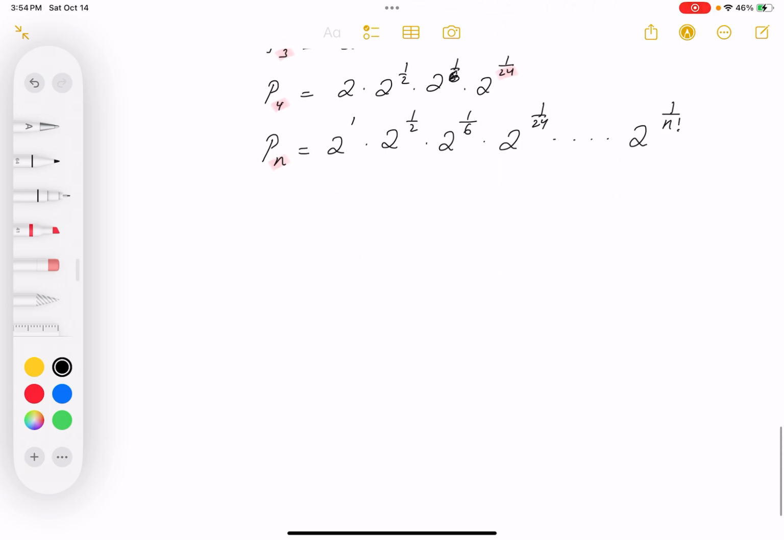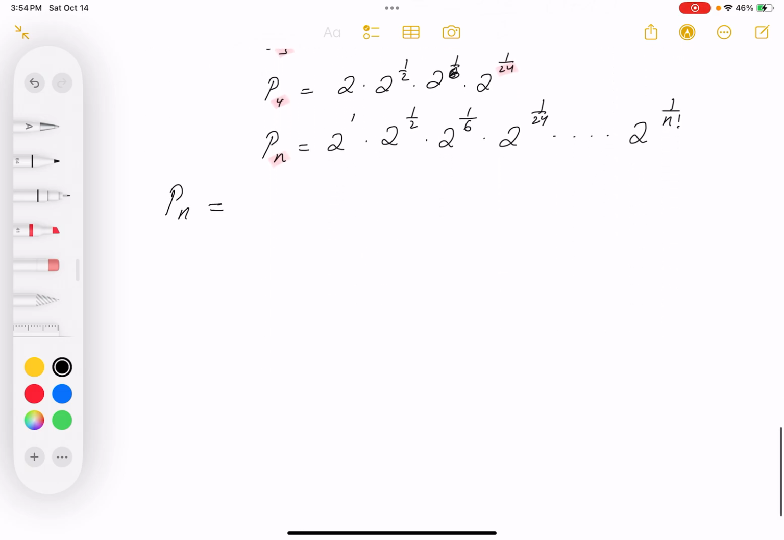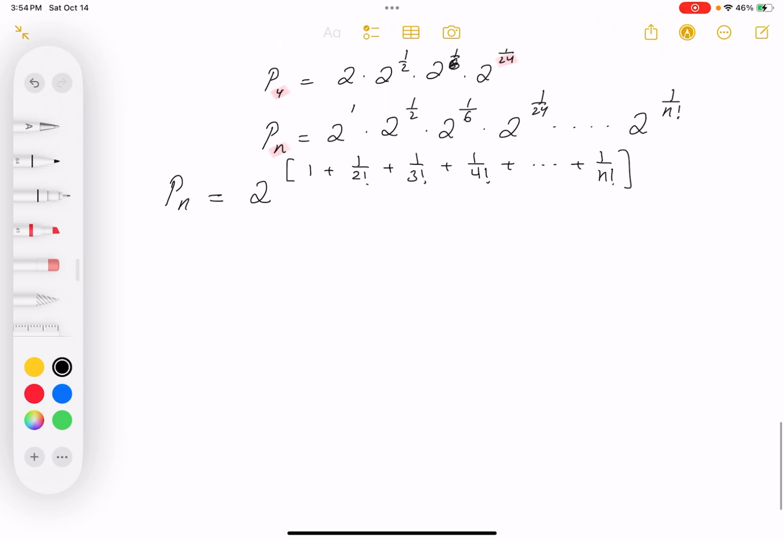Right, so I'm going to start to say Pn is equal to, let's write this down, 2. I'm going to start adding the exponents together. And what do you get? 1 plus 1 over 2 factorial plus 1 over 3 factorial plus 1 over 4 factorial plus yada, yada, yada, up to 1 over n factorial. All right, so I got something for that. And I'm starting to recognize I've seen that before. And someone said, where'd you see that before? That's just sort of like E almost.